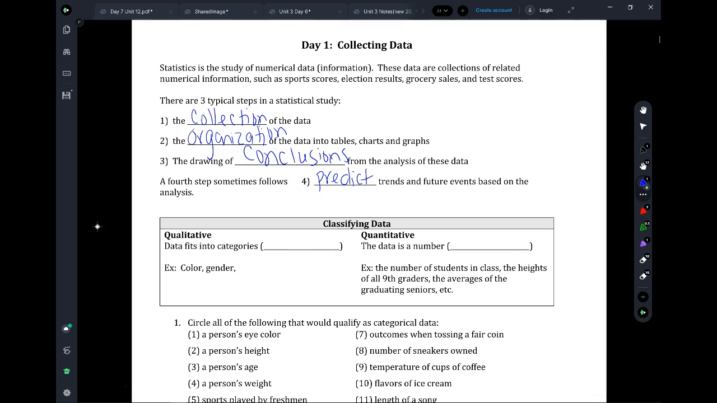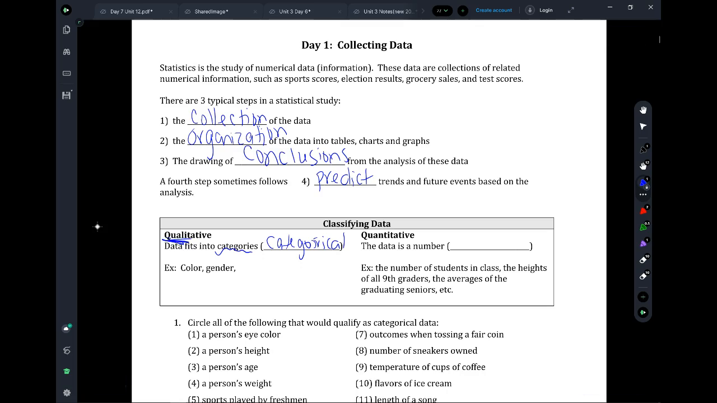And there's two main different types of data that we're going to focus on, and that's qualitative versus quantitative. Qualitative, otherwise known as categorical, are things that fit into categories. So I'm going to write categorical because think of it as like qualities. That's like the root word of qualitative, or the qualities.